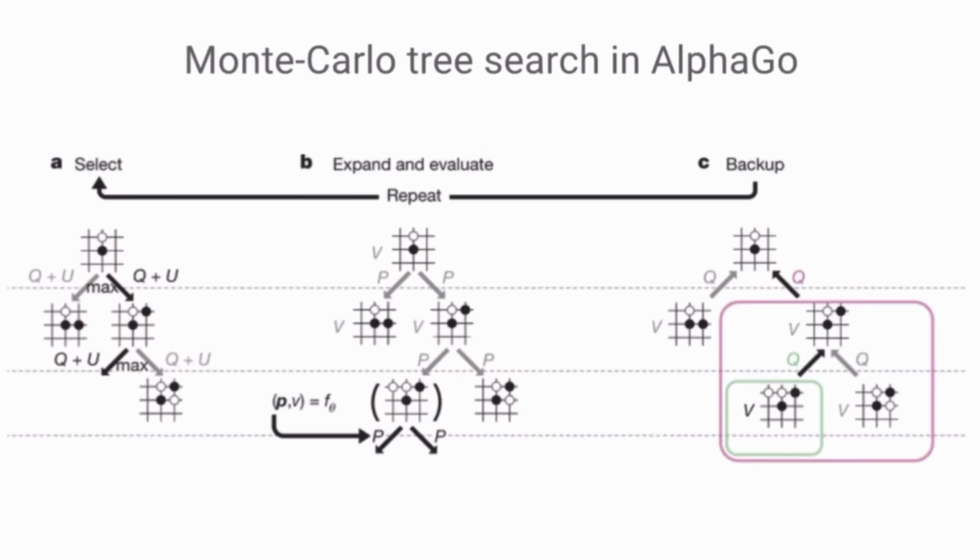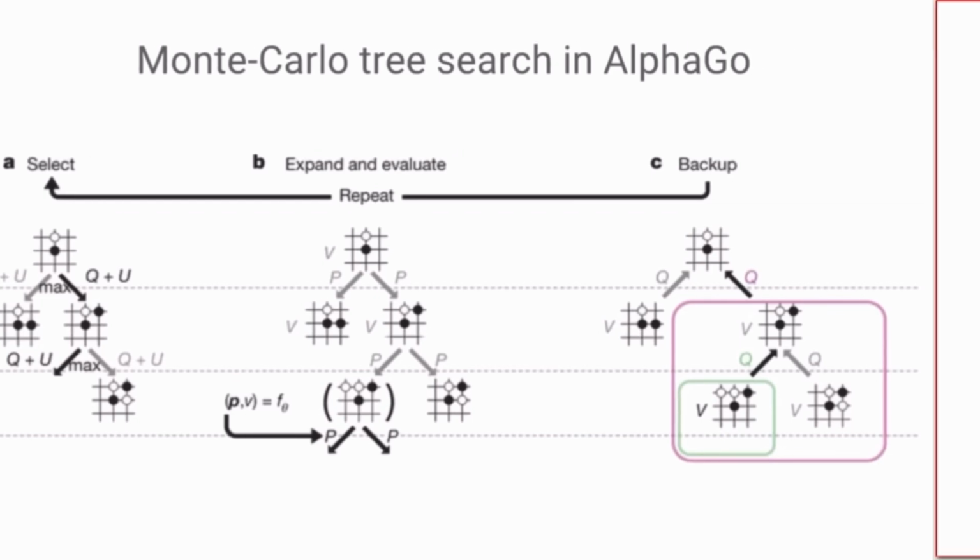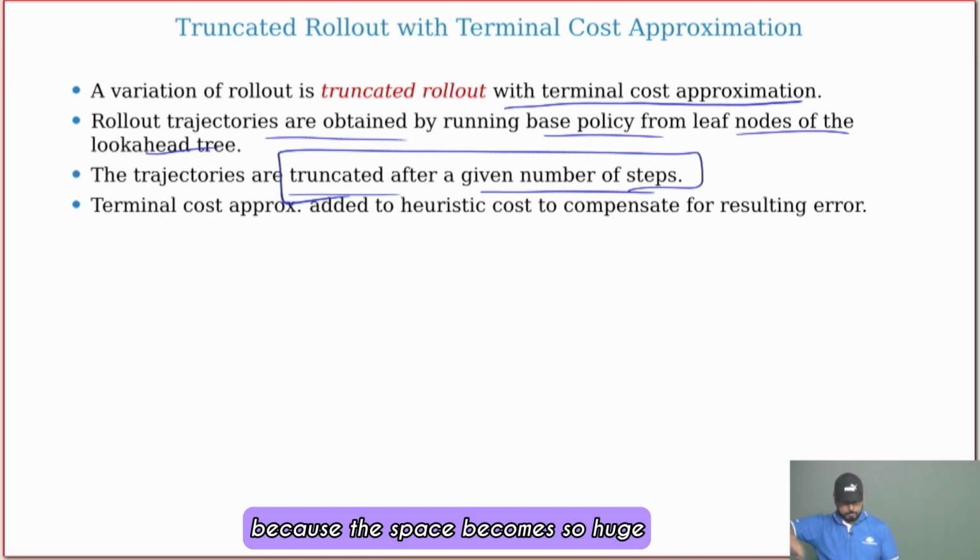So each Q value is basically storing the mean evaluation that it's seen from that point onwards in the search. And this process of Monte Carlo tree search can very effectively expand a very large search tree by considering that the most important parts of the search tree get expanded. It systematically gets deeper and deeper, but in a very selective fashion, so it only considers the important parts of the search tree. You don't want to go till the end because the space becomes so huge.